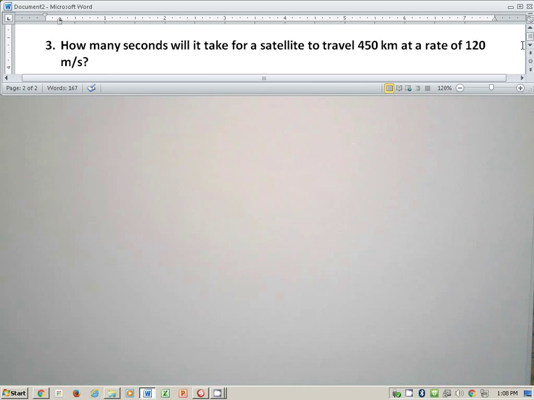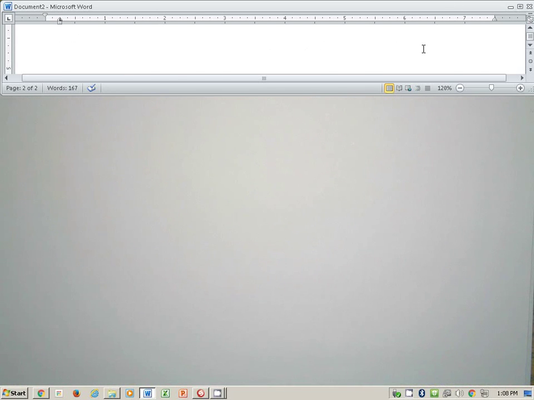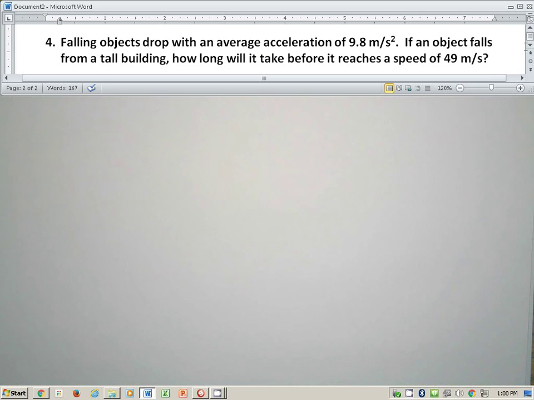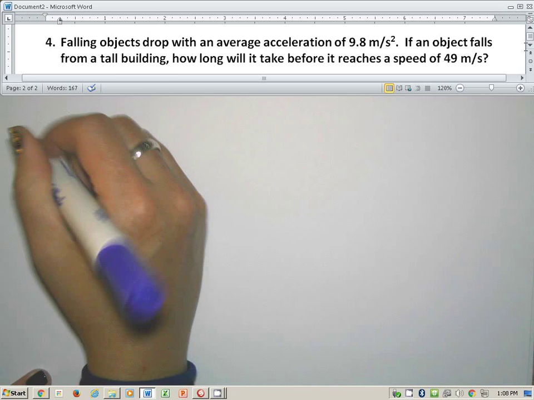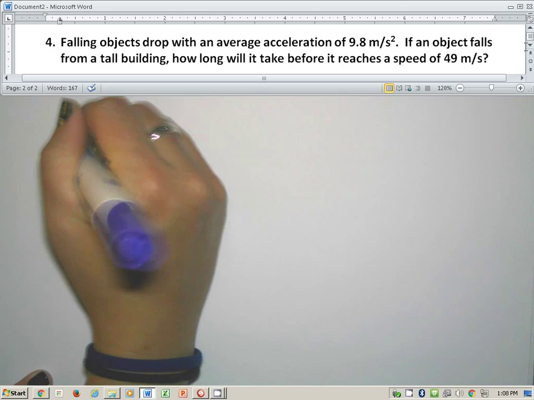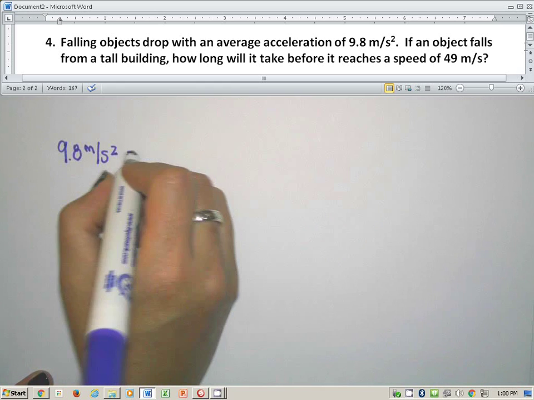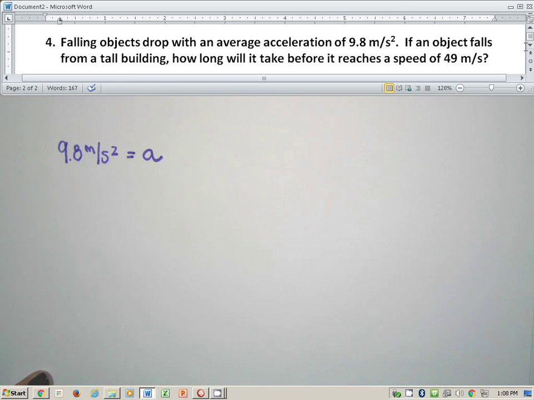Alright, going on to another problem. I've got several of them here for you. I have a falling objects problem. This one says you have a falling object that drops with an average acceleration of 9.8 meters per second squared. Well, we're going to have memorized that meters per second squared is a unit of acceleration. Plus, it's got this lovely word right here, acceleration, that helps me know that that is going to be A.